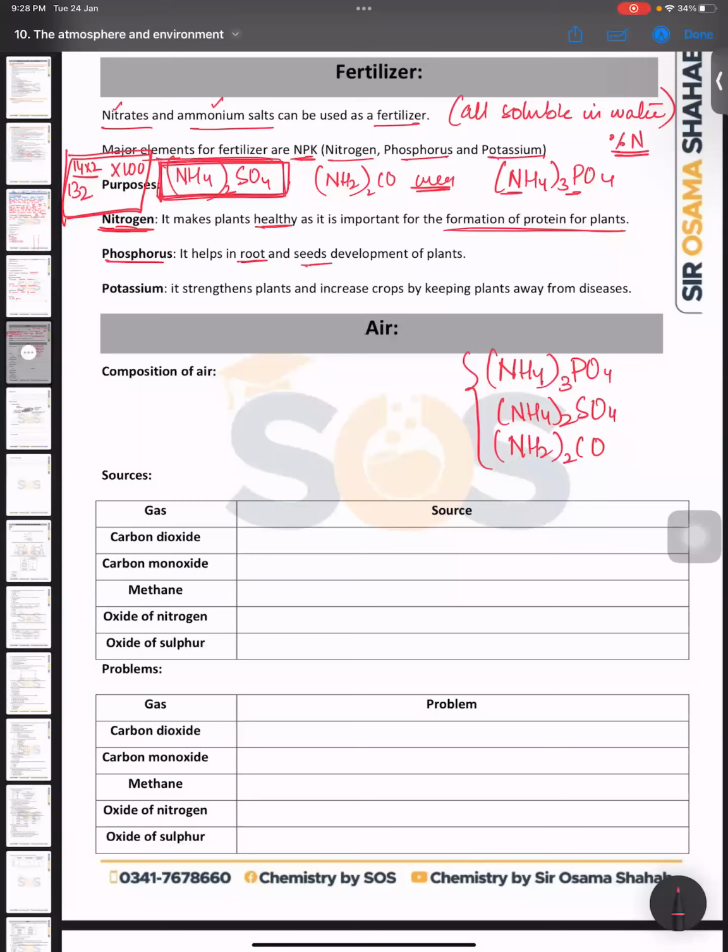Then potassium strengthens the plant and increases the crop by keeping plants away from diseases. तो ये उनको बीमारियां लगने से बचाती है, मुरझाने से बचाती है, और बहुत सारे प्रॉब्लम्स जो प्लांट में हो सकते हैं उनसे उनको बचाती है, उनको डिजीज से लड़ने का स्टैमिना प्रोवाइड करती है. These three elements or these three contents are very important for plants that we need to keep remembering, right?